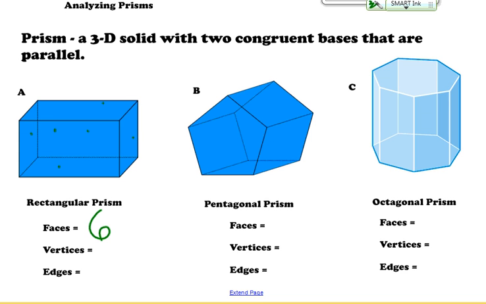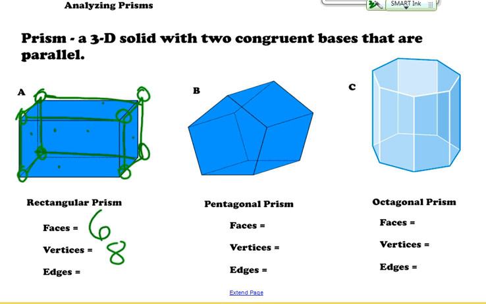Vertices, I'm going to count the corners, right? 1, 2, 3, 4, 5, 6, 7, 8. And so we got that. And then edges, of course, are all the lines. So I got 1, 2, 3, 4, 1, 2, 3, 4, 1, 2, 3, 4. And so that's going to equal 12.